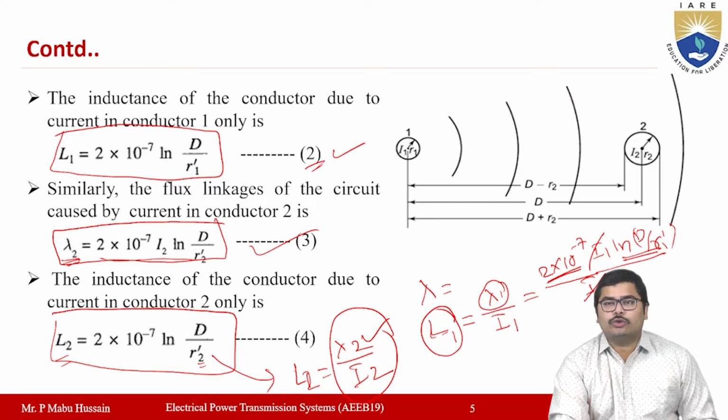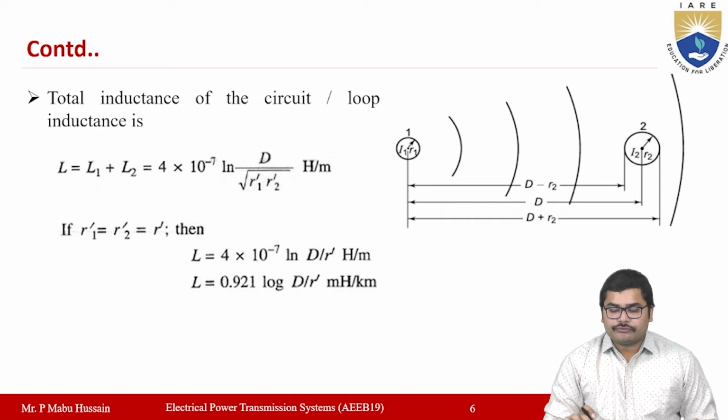Now if you consider the total transmission line system, if current I1 is passing through conductor 1 and current I2 is passing through conductor 2, in such a case the total inductance of the circuit you can write as L.